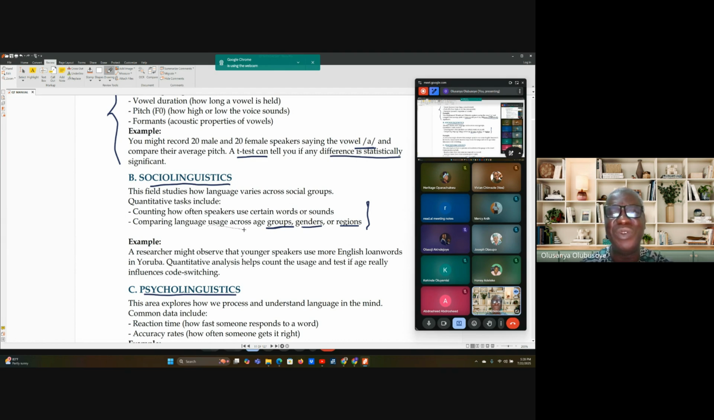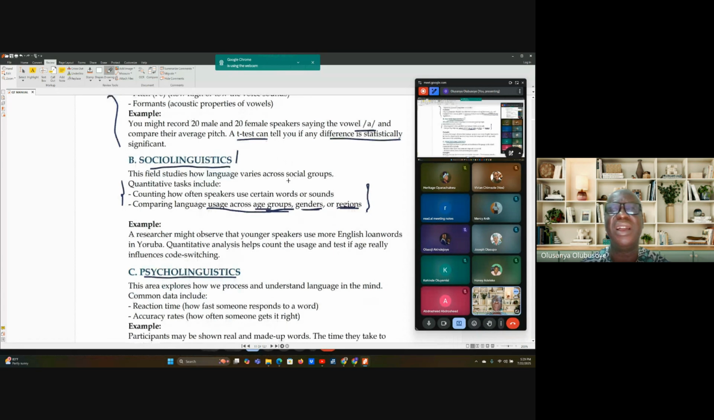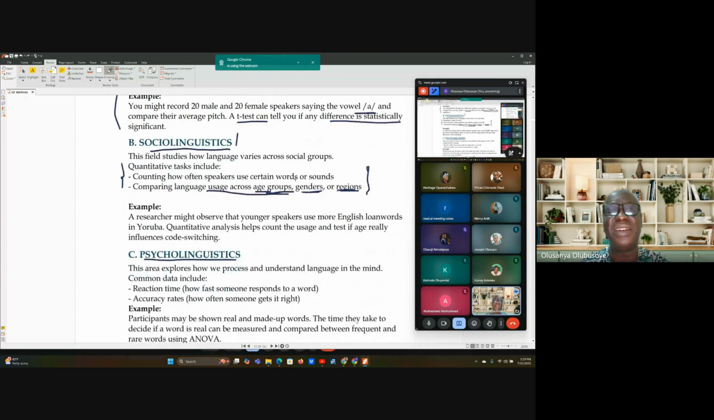So we will now be able to compare across age groups, compare between genders, and then regions. And from your explanation, you have applied a bit of quantitative techniques. Maybe you will still revisit that data and be able to do more. I would love to see the data and see whether we can still explore it. But the point being made here is that quantitative techniques can now be applied in sociolinguistic and area field. So I'm happy with the background provided.